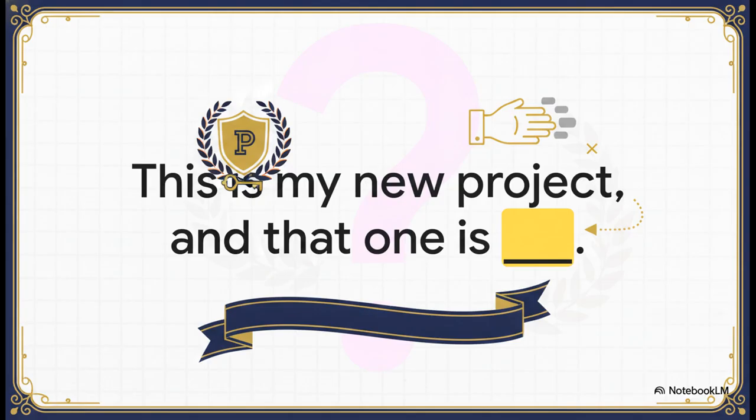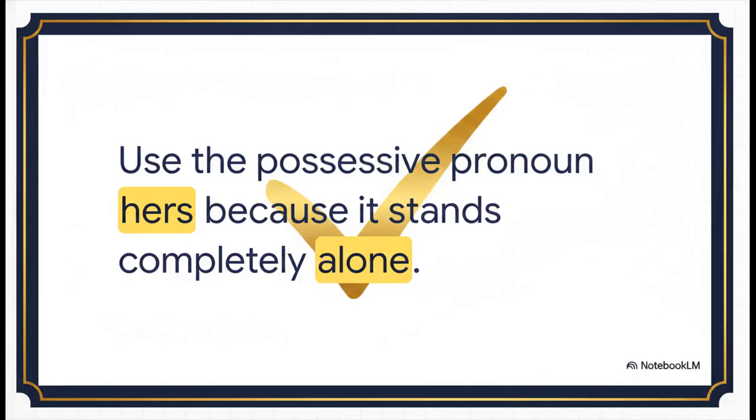Now, we need to show that it belongs to her. Look closely at the position of the blank. It's right at the end, standing completely alone. Think back to our power of elimination rule. What exactly do we need here? If you said "hers," you are absolutely correct. Well done. Because it stands all alone without a noun following it, we use the possessive pronoun "hers" to avoid awkwardly repeating the word project.